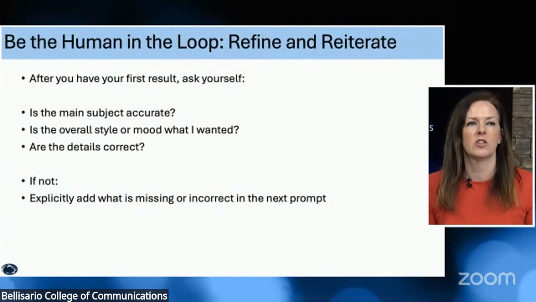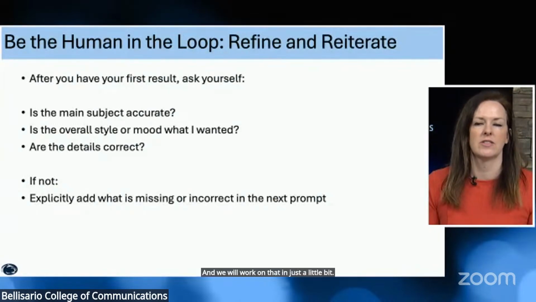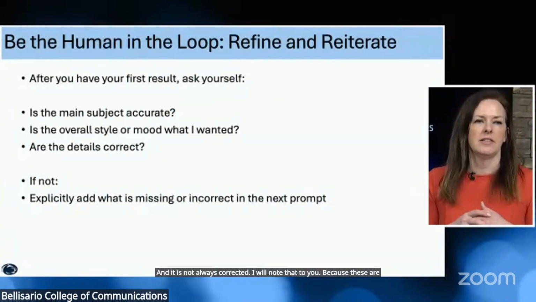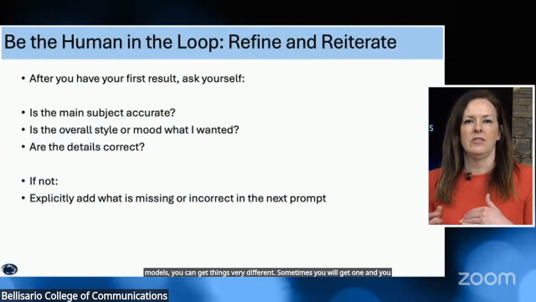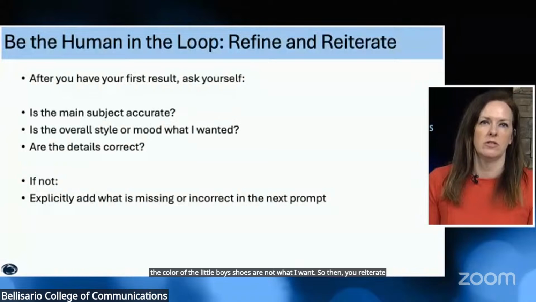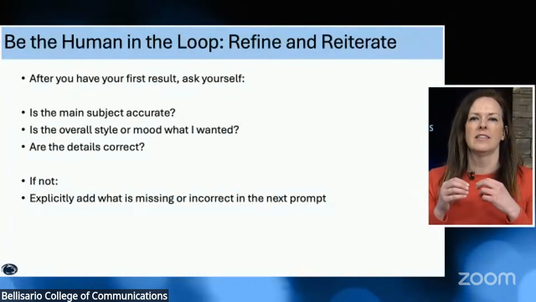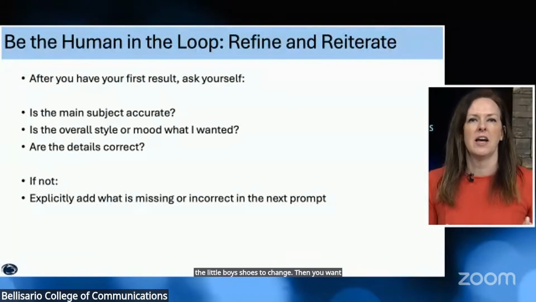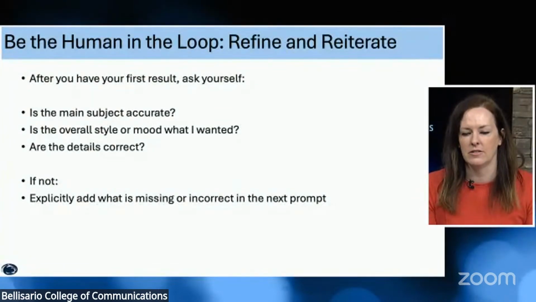And it's not always corrected. I will note that to you. Because these are stochastic models, you can get things very different. So sometimes you'll get one and you're like, oh, the stars in this image are exactly where I wanted them to be. But the color of the little boy's shoes are not what I want. And so then you reiterate it and you say, listen, I want the color to change. Everything else I want to stay the same, but I want the color of the little boy's shoes to change. And then you ask the same prompt with the addition of the shoe color change, and suddenly the stars are in places where you didn't want them to be. So it can take some time, and like anything, if you want the final product to be good, it will take a little bit of time.